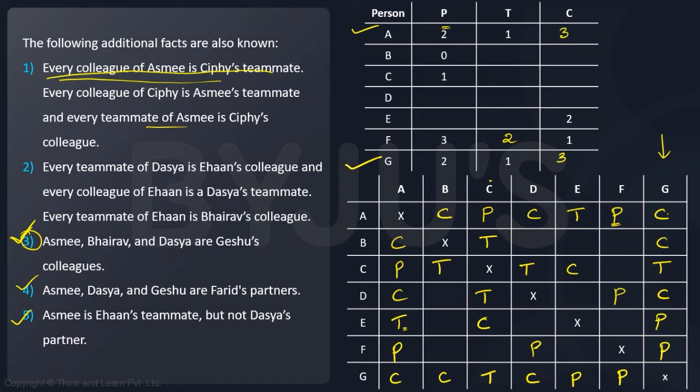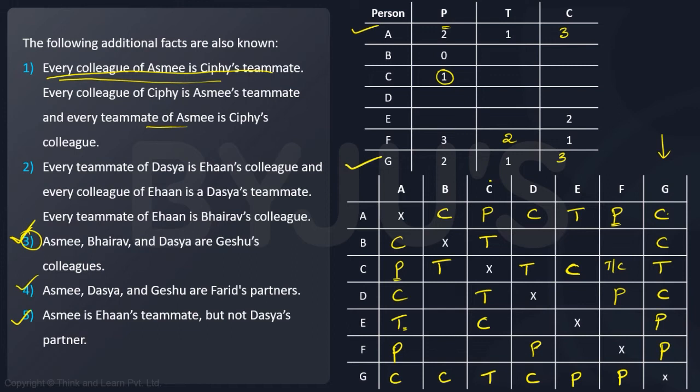Every colleague of C is Asmi's teammate. So C has E as a colleague. E and A should be teammates. That's already taken care of. Now your C is almost done. If you notice for C, you have 5 things written and C has only one partner. Partner is taken care of. We have one partner, which means this cannot be a partner. So this is either T or C.